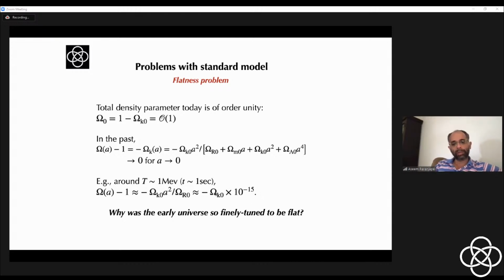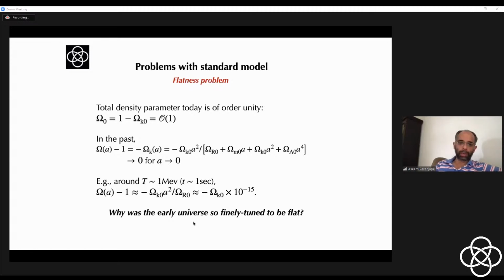So this is even worse. It's like at least 16 or 17 or 18 here instead of the 15. So this is a big fine-tuning problem. And so why is the early universe, which is otherwise well understood, so finely tuned to be flat? Okay, so it's a fine-tuning issue.